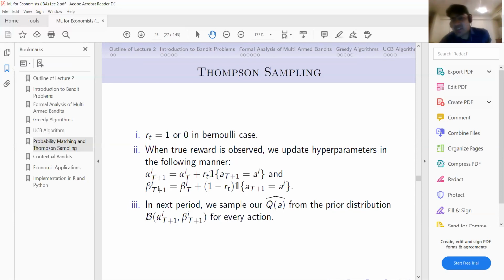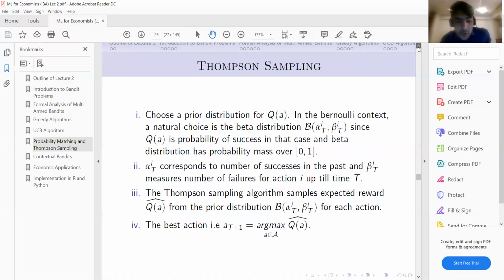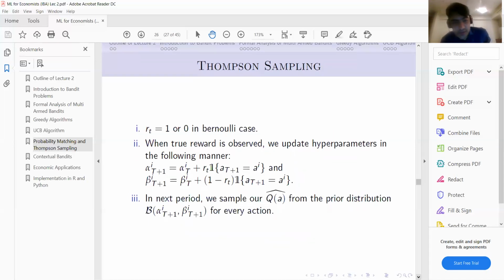And similarly, beta measures the number of failures. So if R was 1, so that you actually got a success, then obviously this term will be 1 minus 1, 0. And then you add nothing to the number of failures and so on. So in the next period, the beta distribution will now have these new updated hyperparameters. And you sample from this. And once you've sampled this for each action A, you then choose the action which gives you the highest expected reward from the posterior distribution based on the sampling from the posterior distribution. Yes, from the beta distribution in this case.